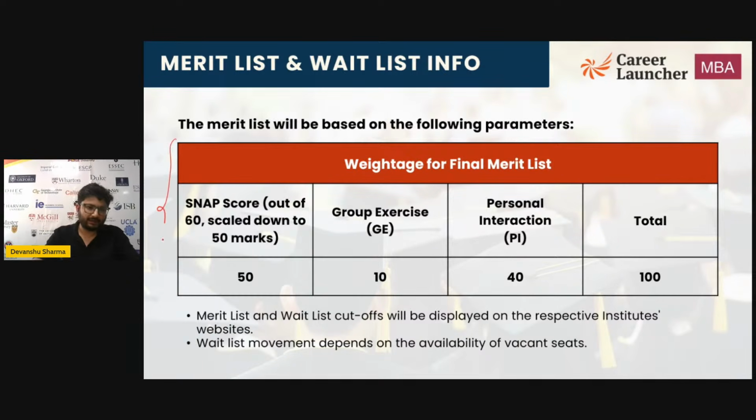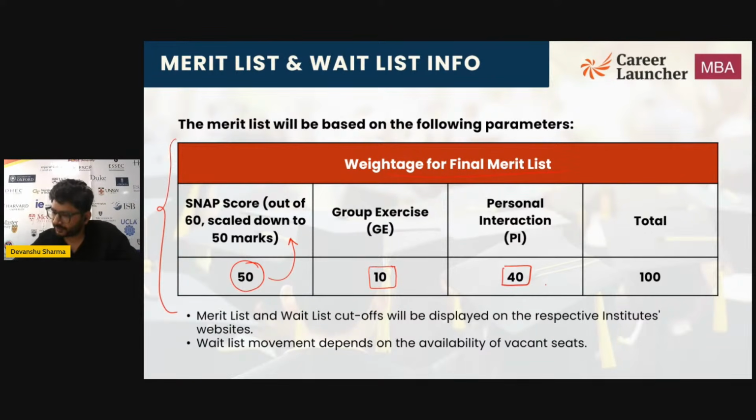This is again there on the official website, that weightage of the final merit list when your final results are out. Okay, so 50% marks are going to be from your snap. So 100 may say final rating is the weightage is given, that 50% will be your snap score, 10% on the group exercise that they carry, 40% for personal interview. Okay, perfect.